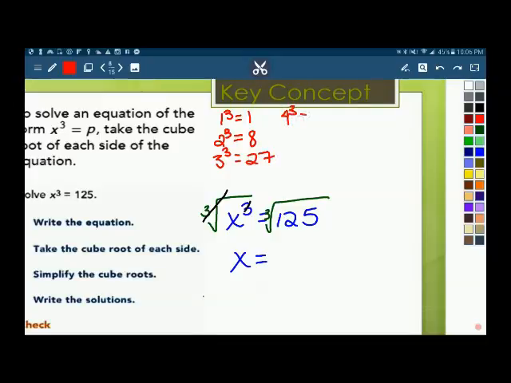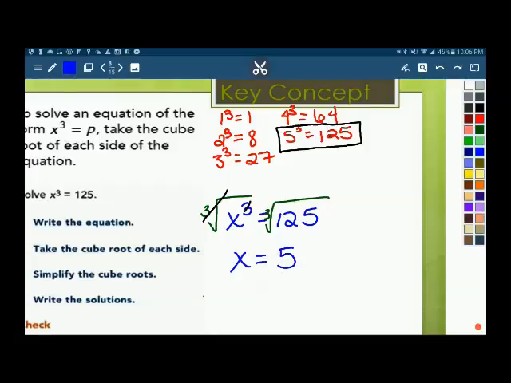4 cubed, 4 times 4 is 16, times another 4 is 64. 5 cubed, 5 times 5 is 25, times another 5 is 125. So there we go. I can see now that relationship between 125 and the cube of 5. That means the cube root of 125 is 5. So I would say x is 5.